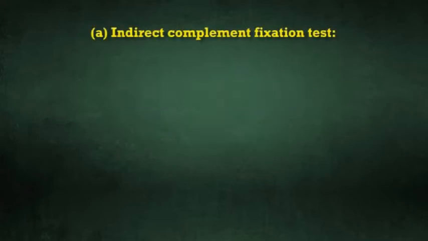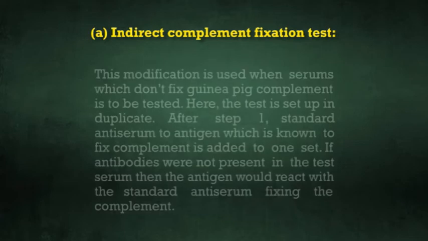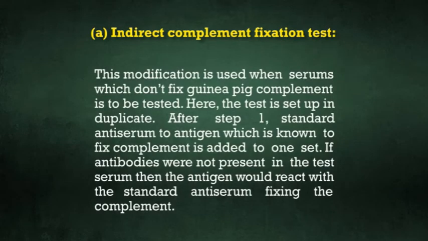A. Indirect complement fixation test. This modification is used when serums which don't fix guinea pig complement are to be tested. Here, the test is set up in duplicate. After step 1, standard antiserum to antigen which is known to fix complement is added to one set.